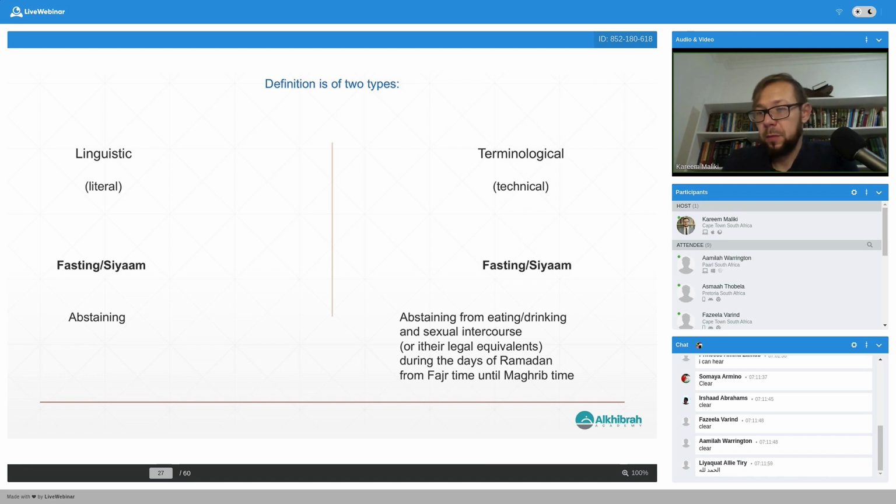So, for example, smoking is an equivalent of eating and drinking, and sexual intercourse, right? For example, masturbation also, you cannot do it during the day of Ramadan because it is going to invalidate the fast, even though it's not the same as sexual intercourse. During the days of Ramadan, from Fajr to Maghrib. So you see, here are much more meanings than just abstaining. Yet abstaining gives us the core.